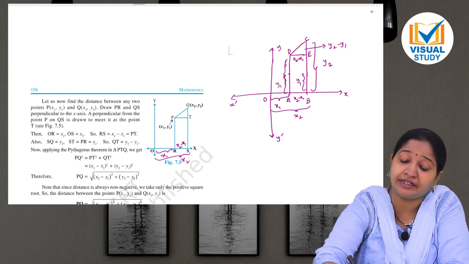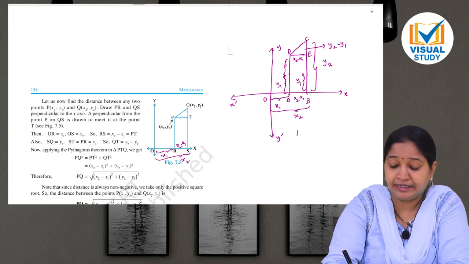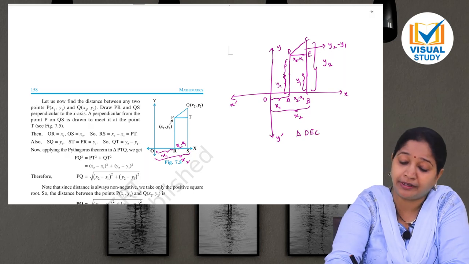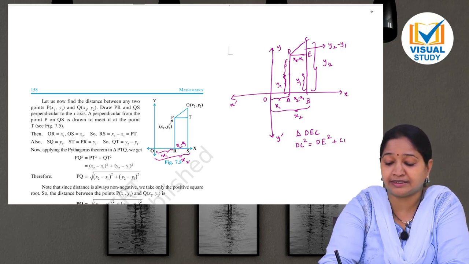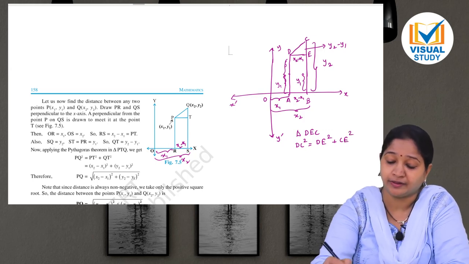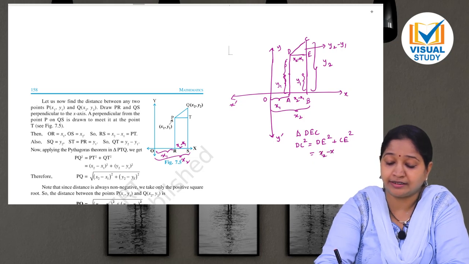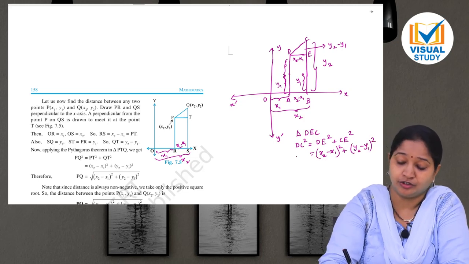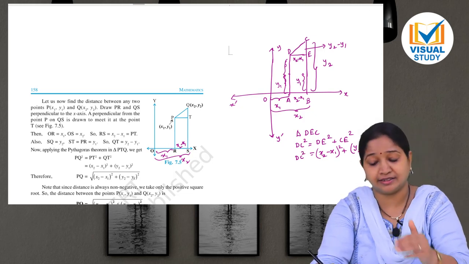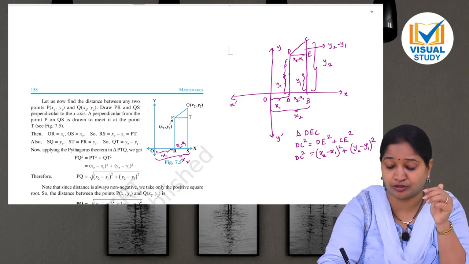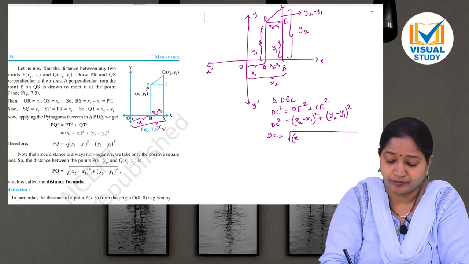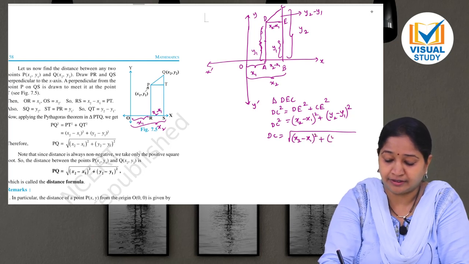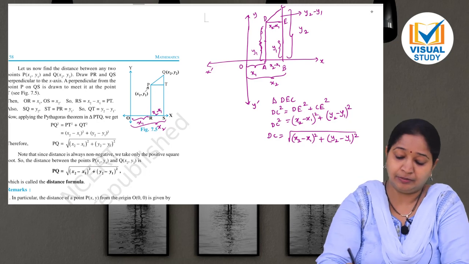Then what will be the distance DC? In triangle DEC, as this is perpendicular, by Pythagoras theorem, DC square is equal to DE square plus CE square. What is your DE? That is x2 minus x1 whole square. What is your CE? That is y2 minus y1 whole square. So your DC square will be x2 minus x1 whole square plus y2 minus y1 whole square, and DC is under root of x2 minus x1 whole square plus y2 minus y1 whole square. This will be your distance formula.